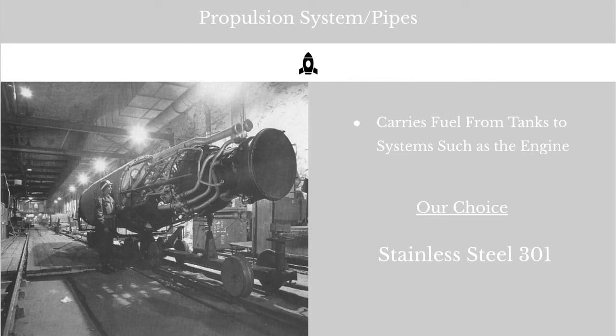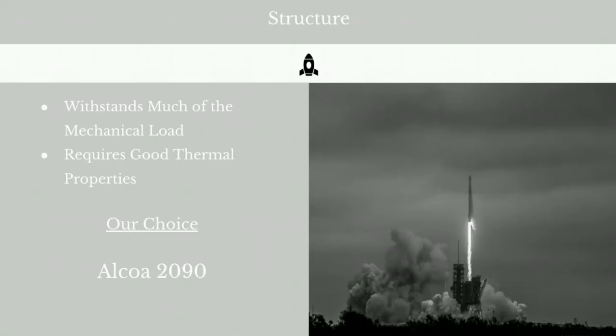Propulsion systems and pipes. The material used for these components must be able to maintain its mechanical properties and endure a substantial amount of heat and cryogenic temperatures, as it carries fuel to various auxiliary pressurized systems and house combustions. We chose to use stainless steel 301 as its ductility is sufficient to accommodate the necessary curvature of the pipes while also strengthening at cryogenic temperatures.